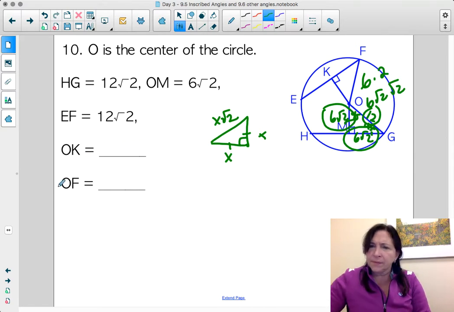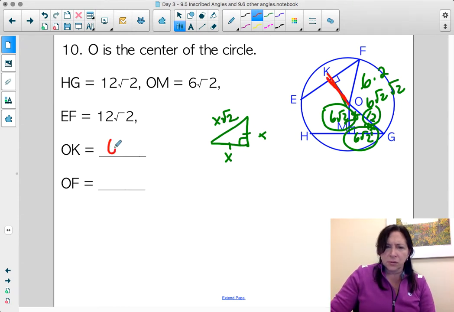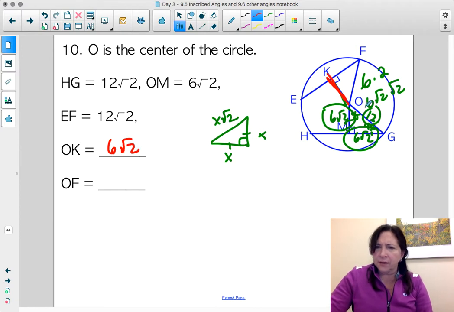They didn't want that. What did they want? Oh, okay. So what is OK? 6 root 2. And OF, which is my radius, is 12.